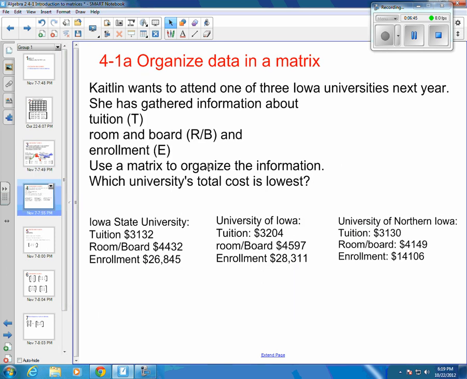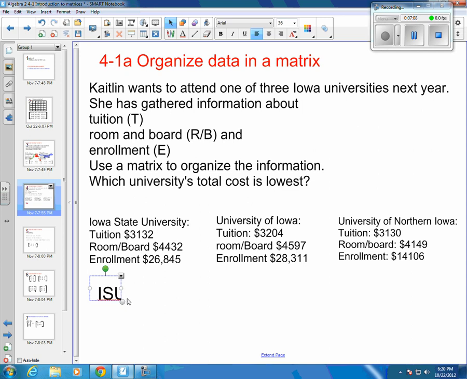So one more example here. This is going to be Caitlin wants to attend one of the 3 Iowa universities next year. She has gathered information about tuition, room and board, and enrollment. We want to use a matrix to organize this information on university's total cost for the lowest. Okay, so we've got tuition. We've got 3 universities, right? So we've got Iowa State University.